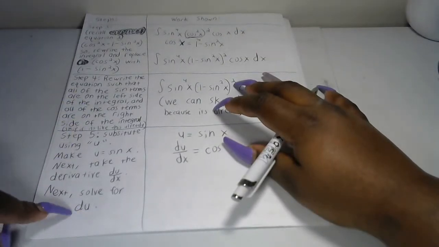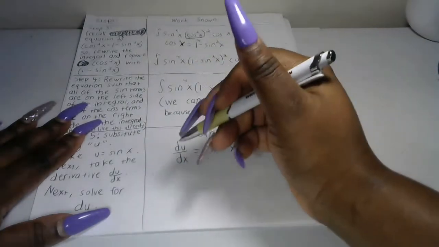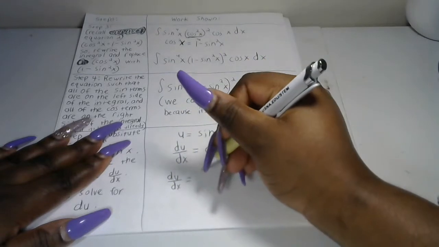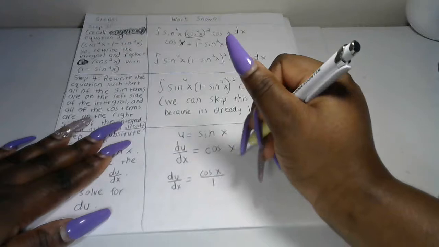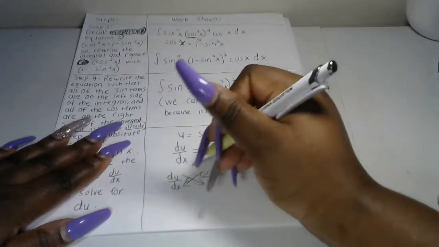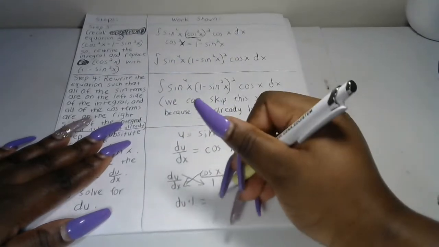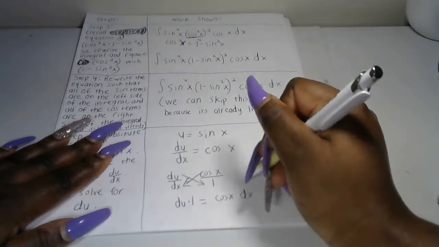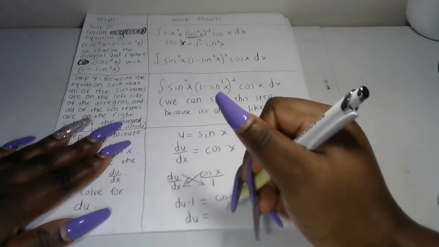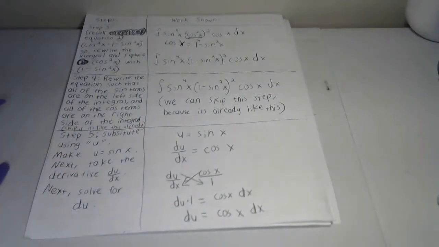Now, next we have to solve for du. To solve for du, we have to cross multiply, then get du by itself. So du over dx would be equal to cosine x over 1, because anything divided by 1 is itself. Then we can cross multiply, and say du times 1 is equal to cosine x dx. And then since anything times 1 is itself, we can say du is equal to cosine x dx. All right, now let's go to step 6.